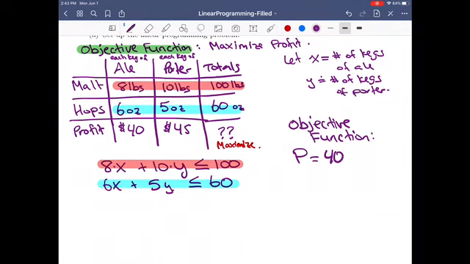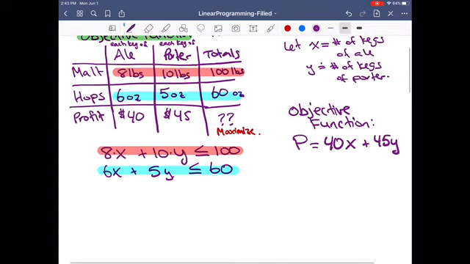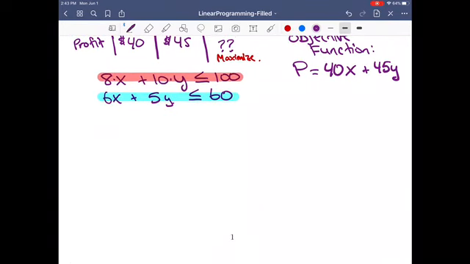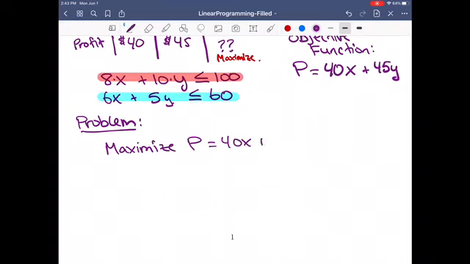So we're going to profit 40x for ale, and 45y for the porter. Okay, so then our linear programming problem, what we want to do is to maximize P, our profit, which is 40x plus 45y, subject to these constraints.